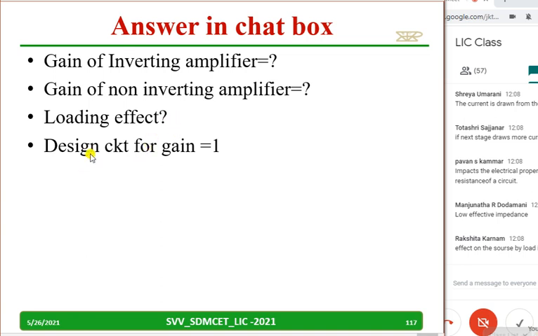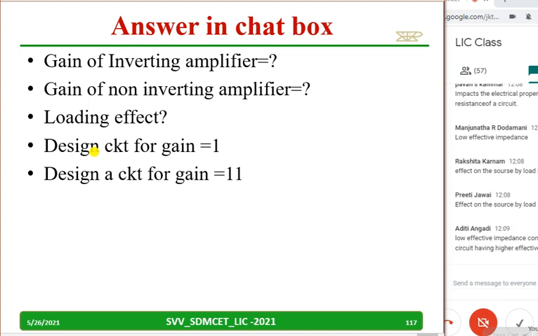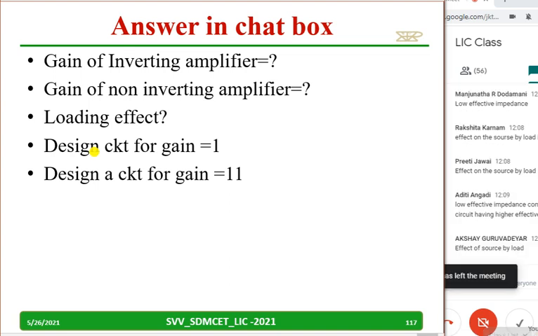Now, can you design a circuit for a gain equal to 1? And can you design a circuit for a gain equal to 11? Effect of the source by a load impedance, Preeti is telling. Very good. Effect of source by load, I think same answer. Low effective impedance connected to it. Different sentences they are telling, but remember, if the next stage draws more current from the previous stage, I can say it is a loading problem.